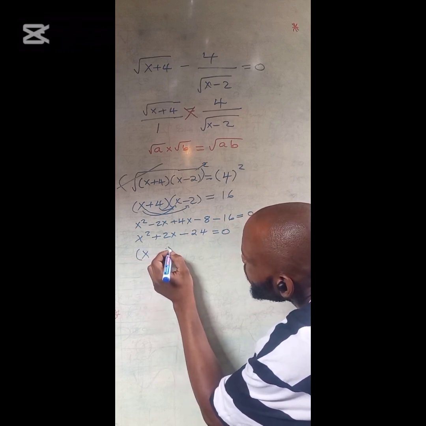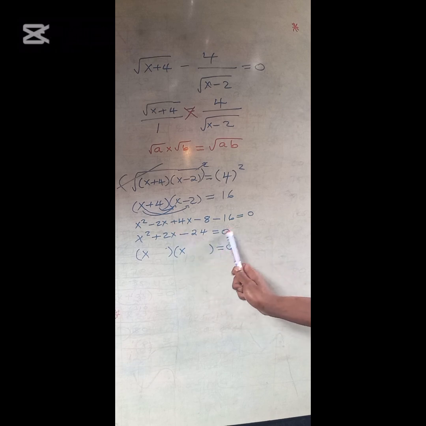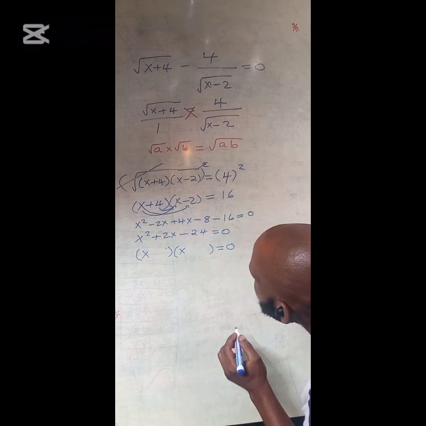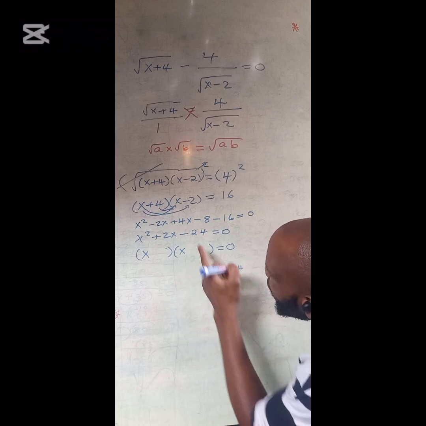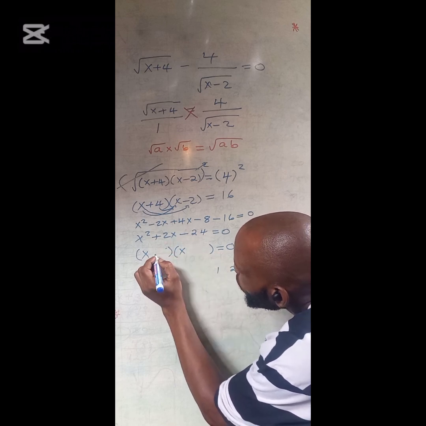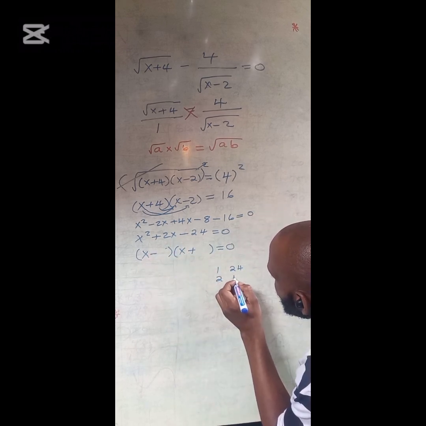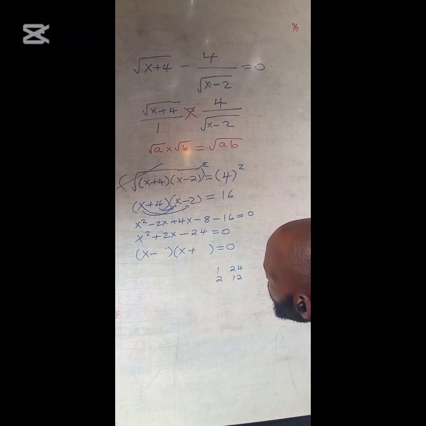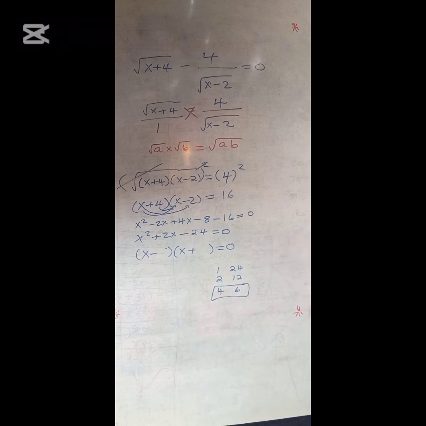So the factors for the first term will be x and x is equals to 0. So now we can solve for x because it's equal to 0, right? The factors of 24 are 1 and 24. The last term is negative, so the signs are going to be different. One will be positive, one will be negative. And then 2 and 12, we want those that can give us a 2, right? I think 4 and 6 is the combination we are looking for, right?